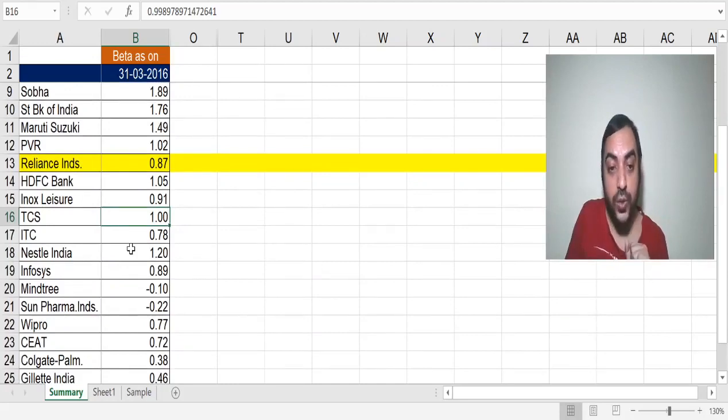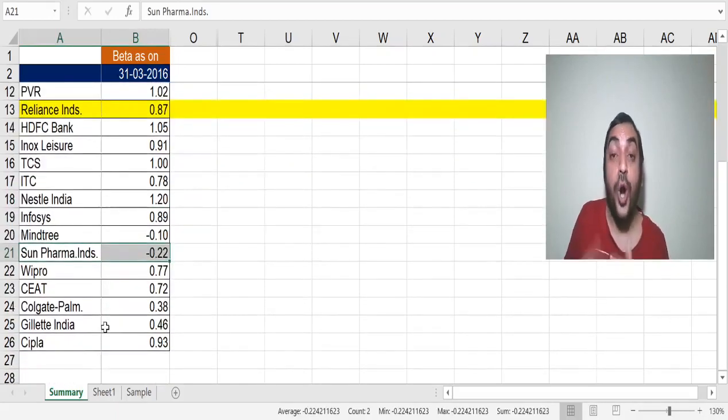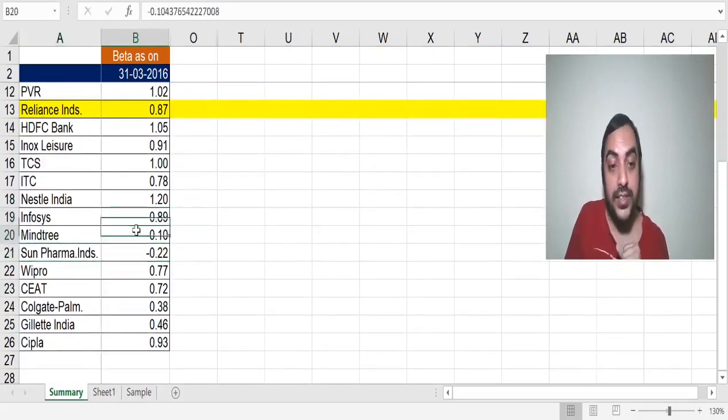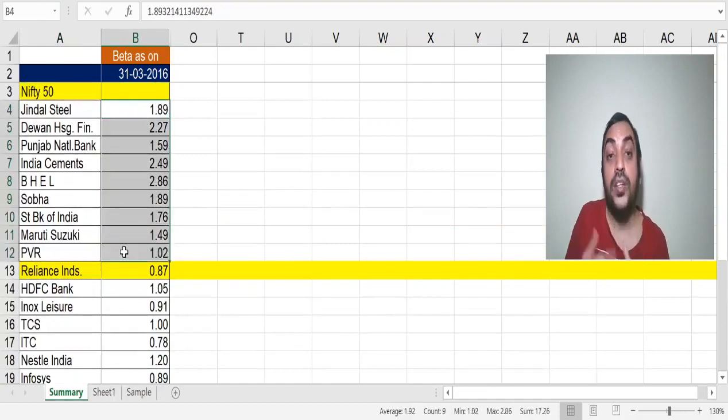That is what beta equal to 1 means. You see Sun Pharma Industries, negative beta, which means they move in opposite direction. Mindtree is negative beta, CA Tires 0.38, 0.46, 0.93. So you see these numbers which are more than 1: 1.8, 2.2, more than 1.